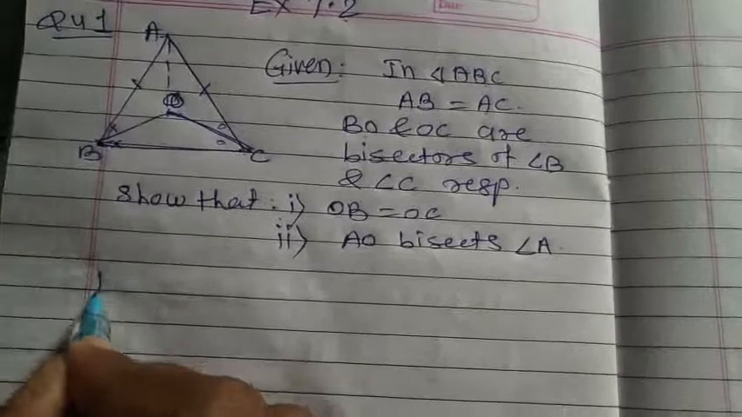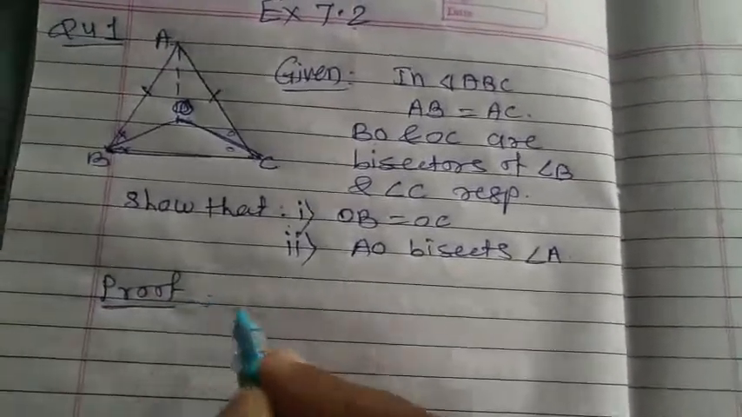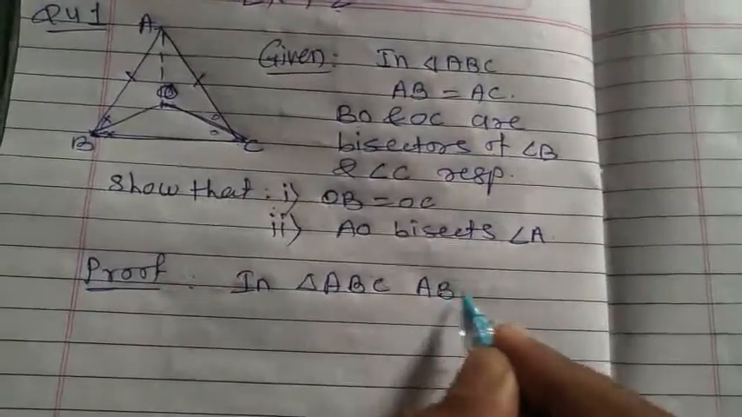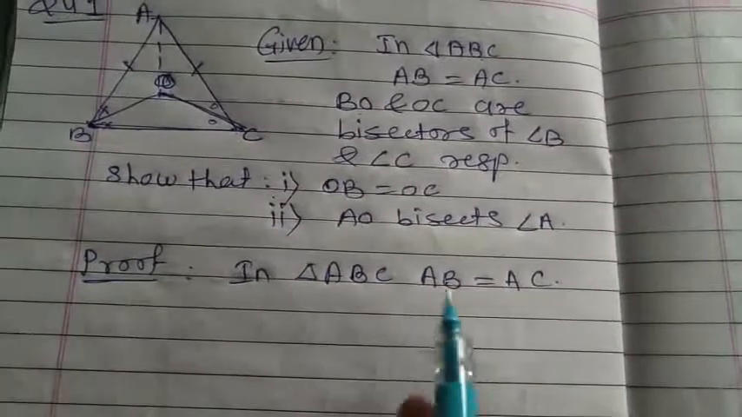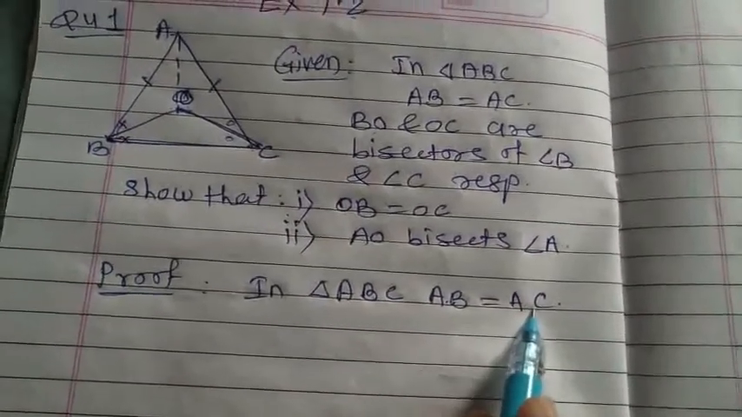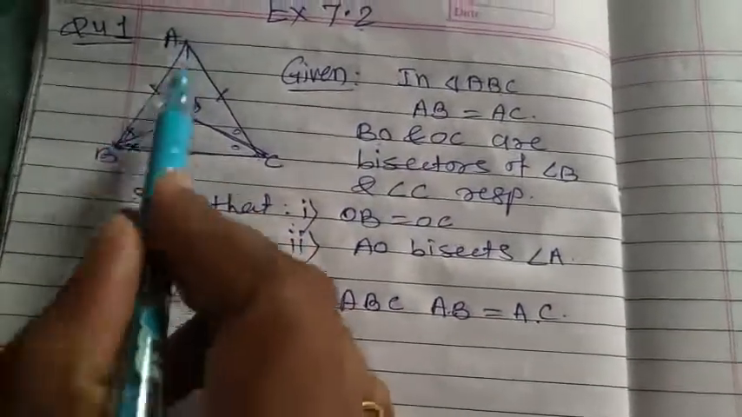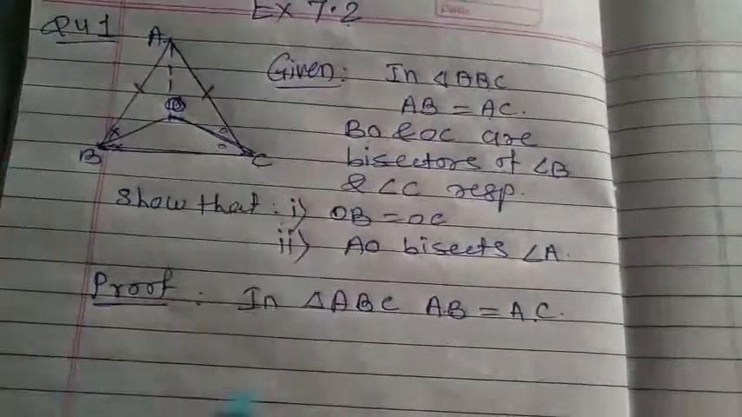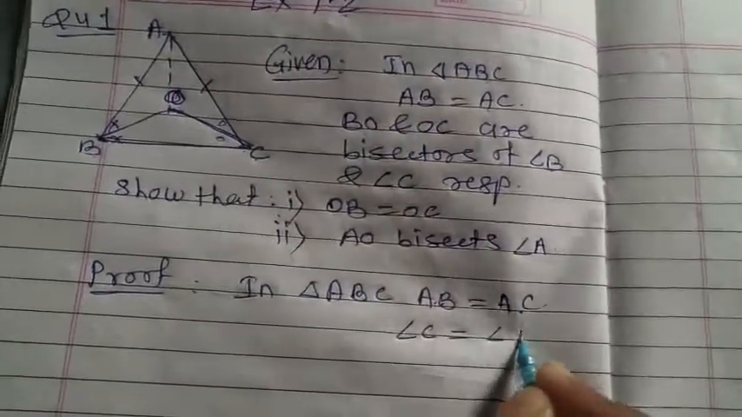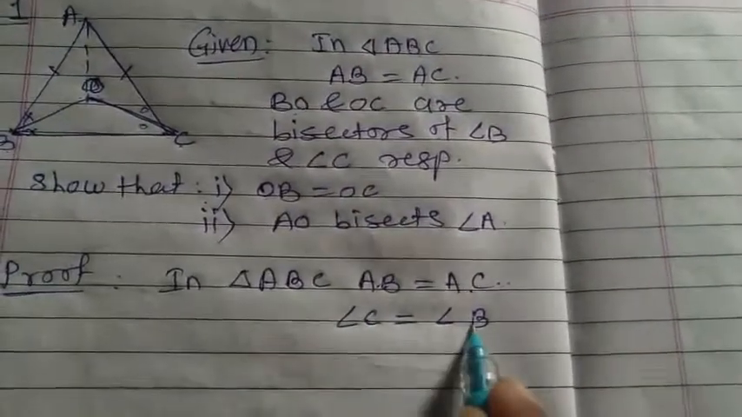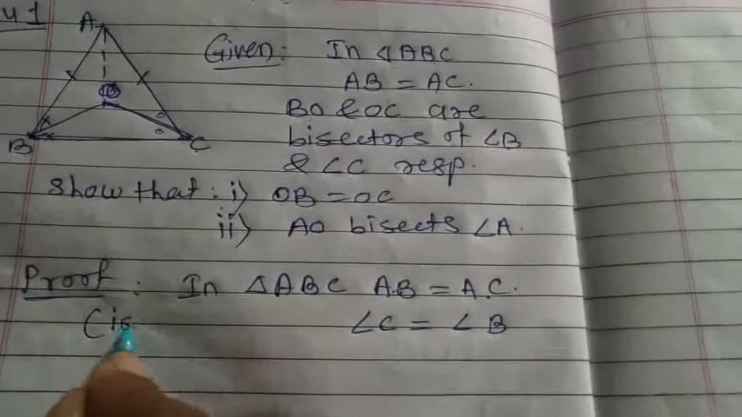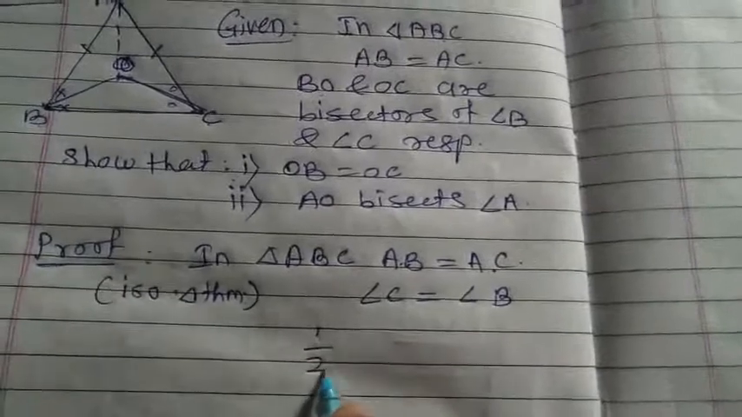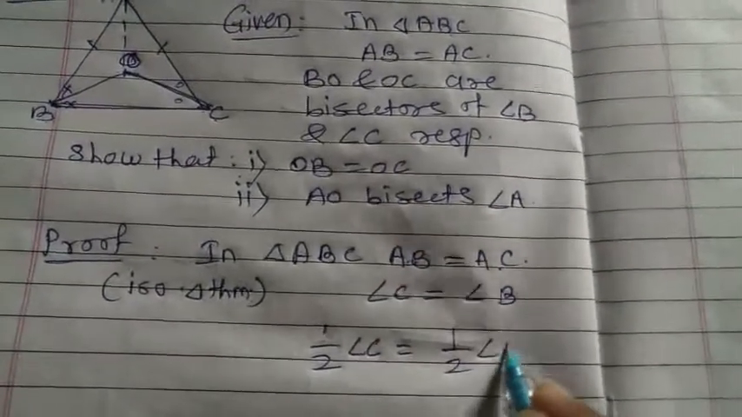Now here, to write the proof, first consider triangle ABC. AB is equal to AC. These two sides are given, and if two sides are equal, then their opposite angles are equal. The opposite angle of side AB is angle C, and the opposite angle of AC is angle B. Means angle C is equal to angle B. Now these two angles are equal by the isosceles triangle theorem. If two sides are equal, their opposite angles are equal. Now half of angle C is equal to half of angle B.